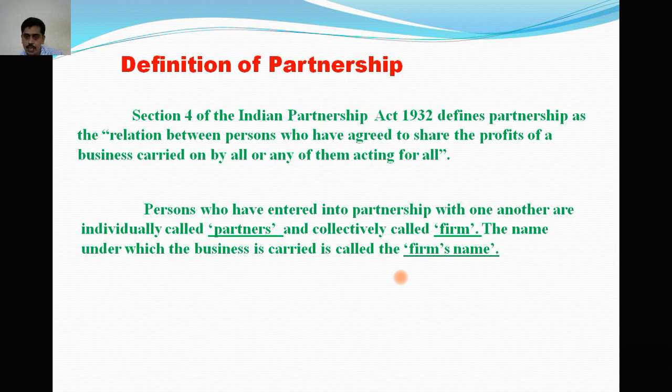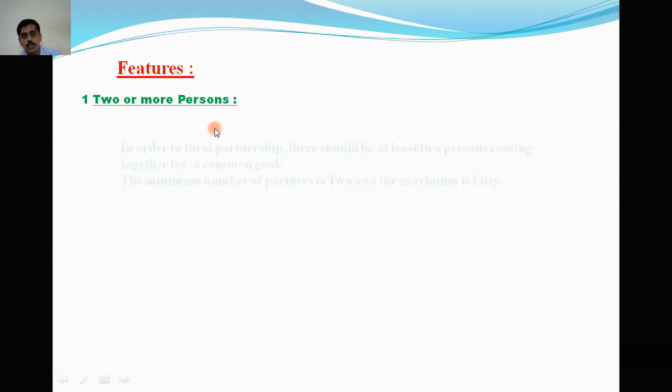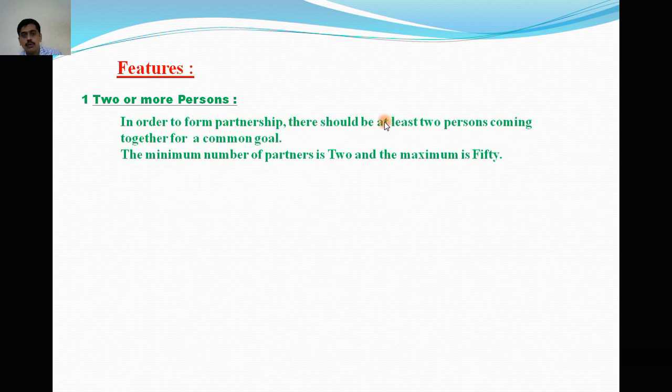Now let us move on to see the features of partnership. First one, two or more persons. In order to constitute a partnership, there must be at least two persons, because the minimum number of partners in a partnership firm is 2. If one person is there, it becomes sole proprietorship organization.